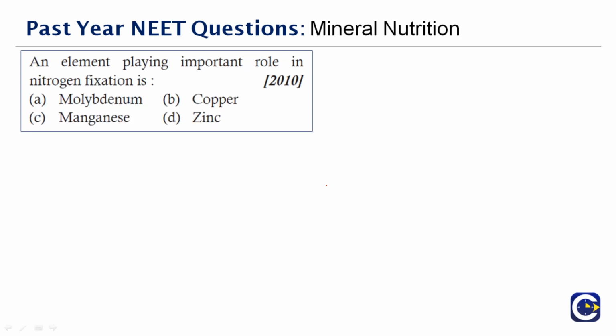Okay, next question here. An element playing an important role in nitrogen fixation is dash. An element which plays an important role. The right answer is molybdenum. This is a micronutrient that plays an important role in nitrogen fixation. It is a part of nitrate reductase enzyme and it helps in nitrogen fixation. Anything else that you know about this molybdenum? Is it a metal? It's a chemical element with the symbol Mo and atomic number 42.